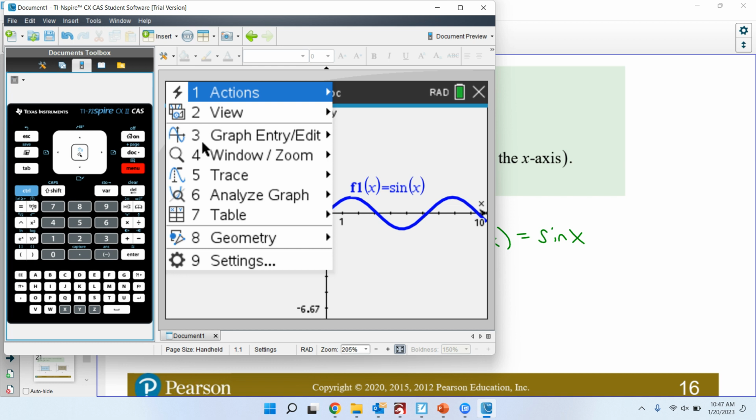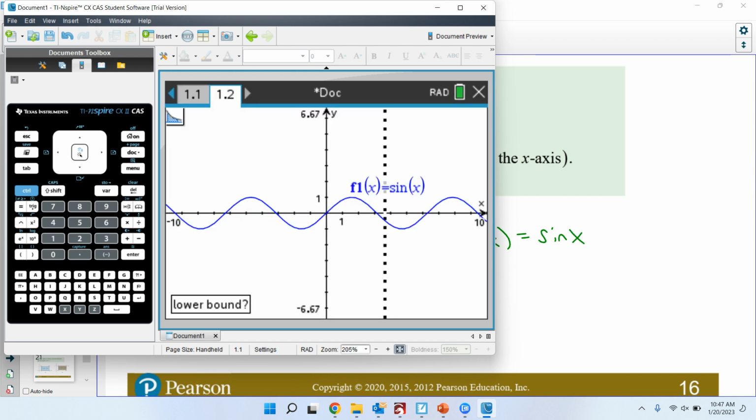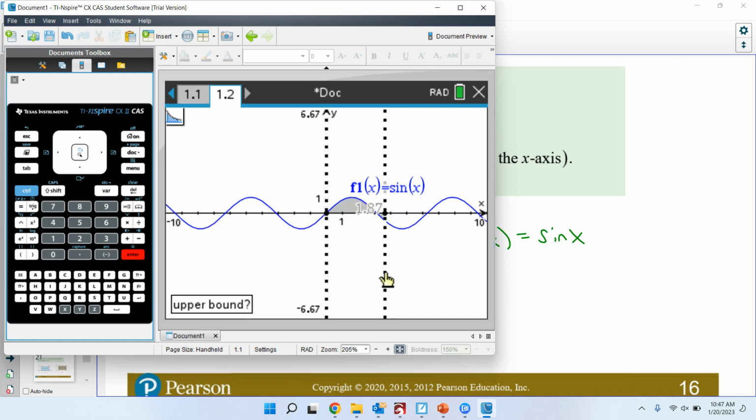All right, ready? Menu. Analyze graph. Integral. Lower bound, 0. Upper bound, pi. Enter. And the nice thing is it'll shade it and give it a value.